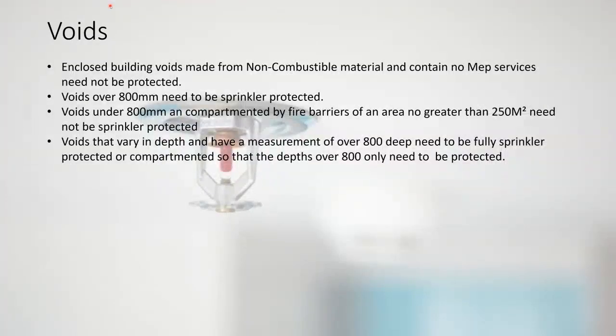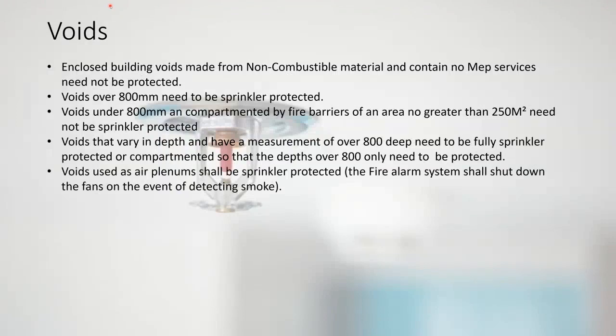need to be fully sprinkler protected throughout, even if the other area is less than 800. However, if you fire compartment at two depths, you only need to protect the deeper part of the void. Voids used as an air plenum shall be sprinkler protected. The fire alarm system shall shut down fans in the event of detection of smoke, to stop the spread of fire.